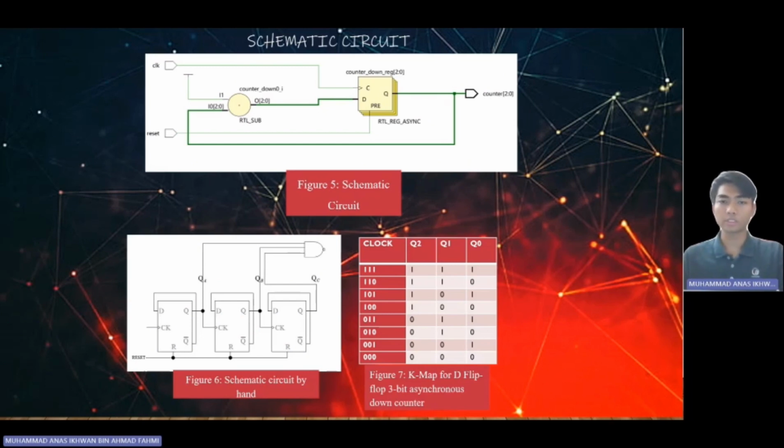Next, we go on to schematic circuit. Based on this figure, which is figure 5, the schematic circuit of asynchronous 3-bit down counter using the flip-flop is obtained. It is automatically generated by the program we use in our project, Xilinx Vivado ML Standard version. The circuit comprised of clock, reset, circle object, which represents subtraction operation, and four units of D flip-flop labeled as RTL, register, and asynchronous.